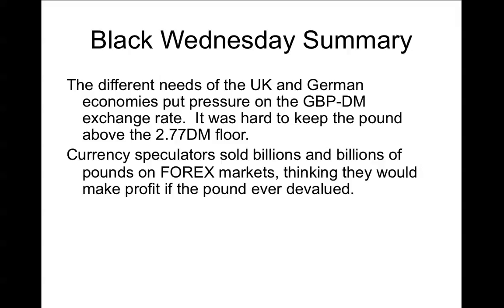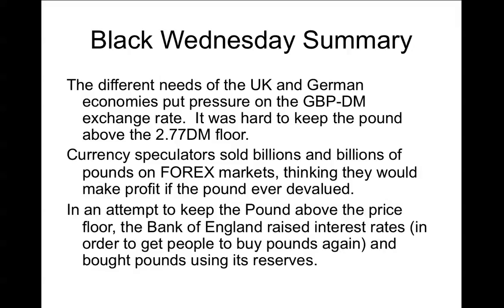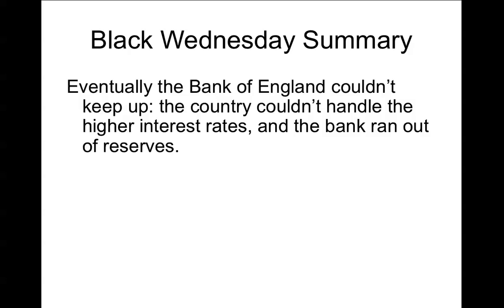And the other problem was currency speculators were selling billions and billions of pounds on forex markets, thinking that they would make profit if the pound ever devalued. And so by them selling, it was continuing to push that supply curve to the right. In an attempt to keep the pound above the price floor, the Bank of England did two things. Number one, they raised the interest rates in order to get people to buy pounds again, like we said, and they also bought pounds using their reserve currency in the Bank of England.